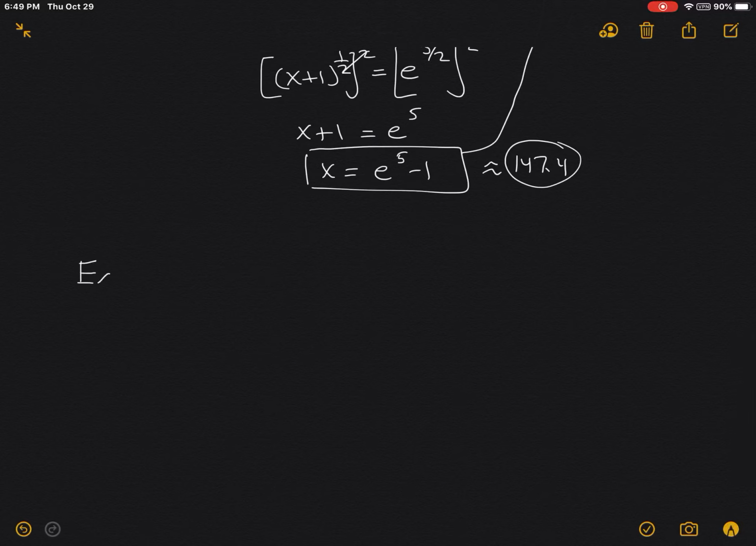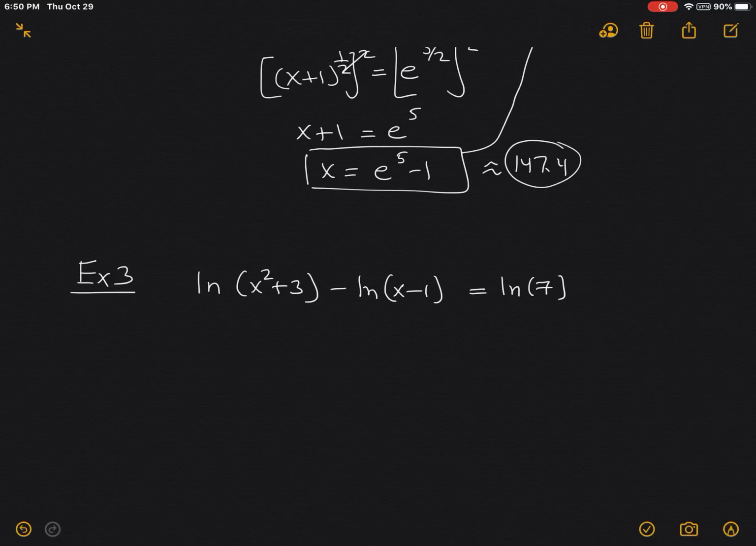All right, so moving on to example number 3. What if you're given something like this? ln of x squared plus 3 minus ln of x minus 1 is equal to ln of 7.